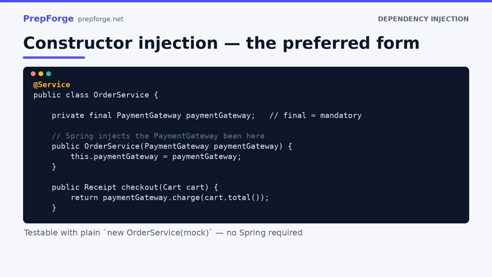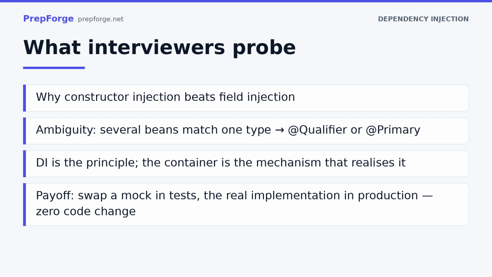No Spring container required. Field injection, by contrast, hides dependencies and can only be satisfied through reflection, which is exactly why it's discouraged. Three follow-ups to be ready for. First, why constructor beats field injection. You now know the answer.